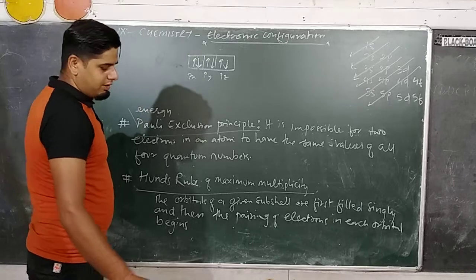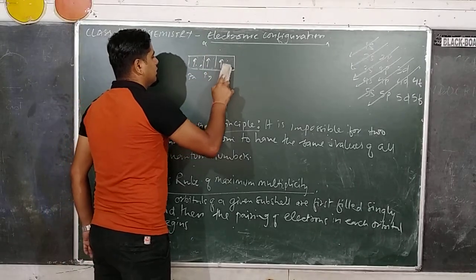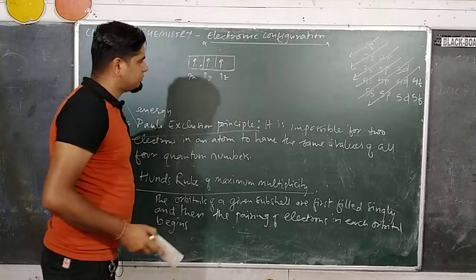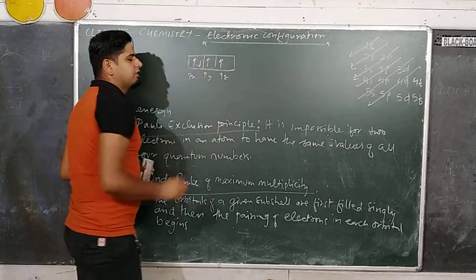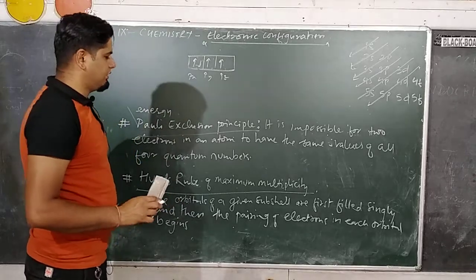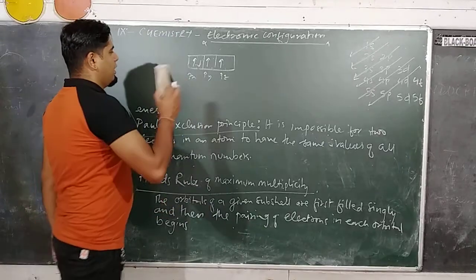Okay. Got it? So first single filling, and then only the pairing with opposite spin. Got it? So this is Hund's rule. Understood? Okay.